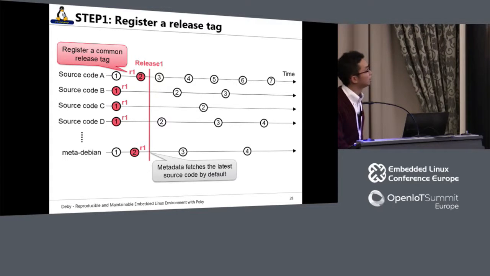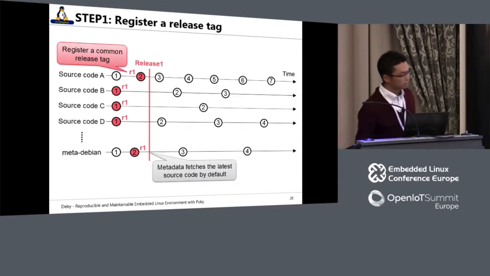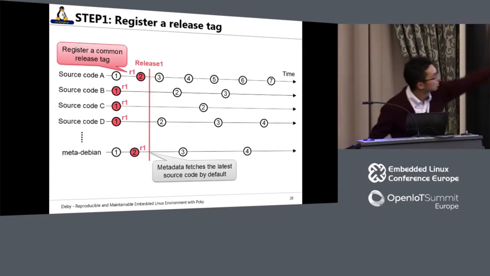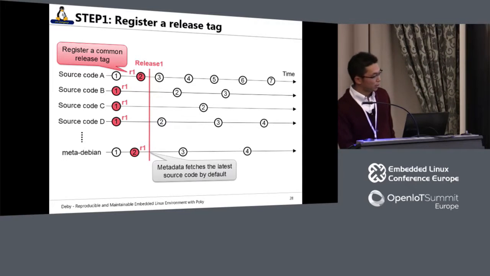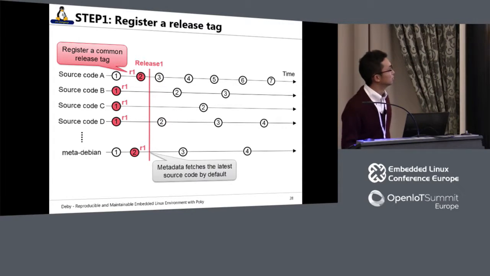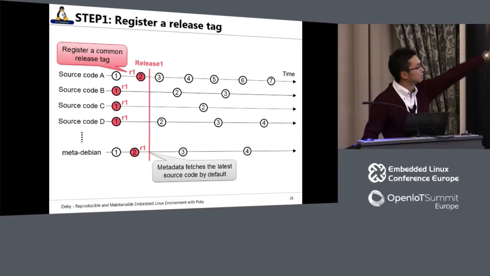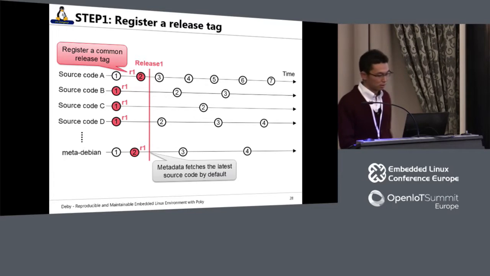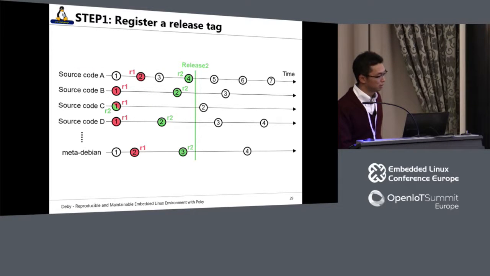If we release a Linux image at this red line, we just register a common release tag. In this case, the name of the tag is R1, for the released software version. And the second release and the third release also register a release tag in the same way.